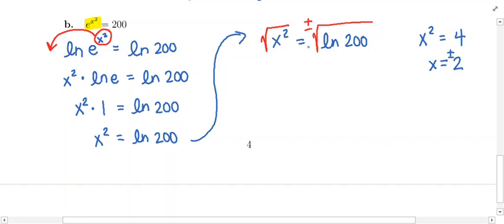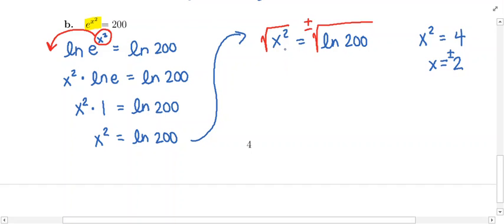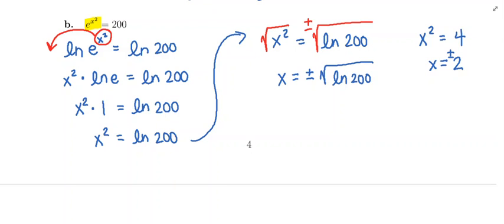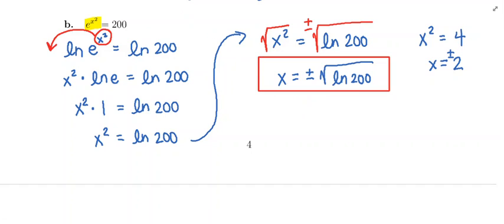So my point is, when you're solving something of the form x squared, or something squared, is equal to a number, and you take the square root of both sides, you need to put a plus or minus on the right side, because the positive version of the number as well as the negative version will be a solution. Okay, so on the left side, the square and the square root cancel. And so x is going to be plus or minus the square root of the natural log of 200. Okay, this is the exact answer that we're after. And you can see that we have two solutions here, because of the plus or the minus.